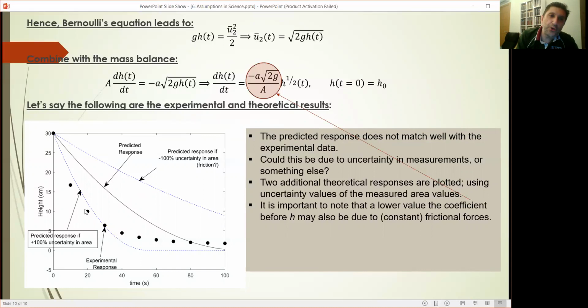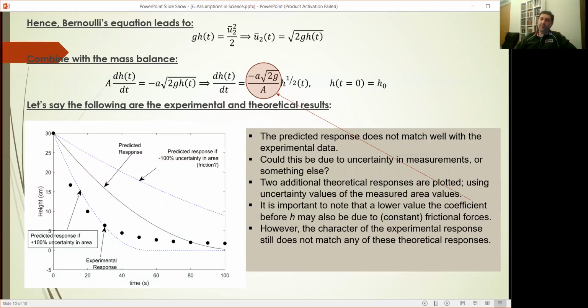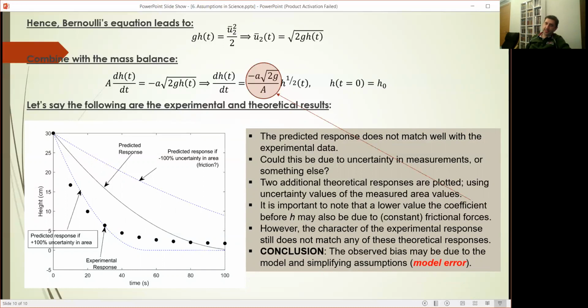On the other hand, what I observe is this. Therefore, what I can say is, first, it doesn't match the expected response. Even if I add some friction here, still it's very much far away. What about this point? Well, it seems to match. Unfortunately, still it doesn't seem to match, because the initial response is faster in reality, but then it gets slower. So if I were to obtain those results, I would say that the character of my experimental response does not seem to fit the theoretical calculations. So I would say that the observed bias between the experimental values and the theoretical values may be due to the model and simplifying assumptions.